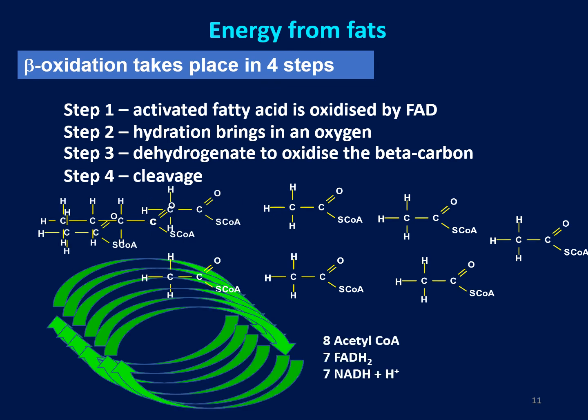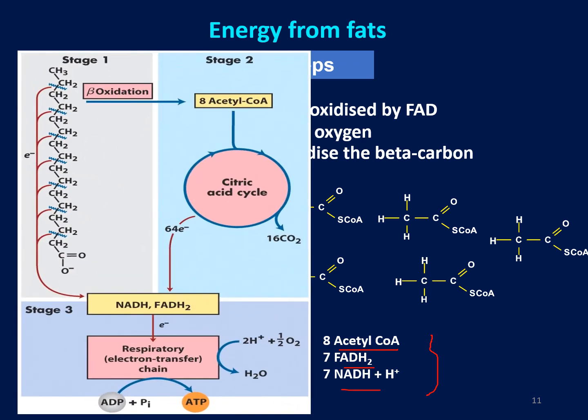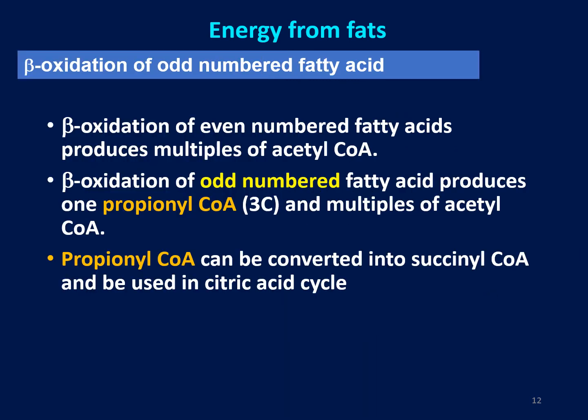For the complete oxidation of a 16 carbon palmitic acid, you're going to get 8 acetyl coenzyme A, 7 FADH2, and 7 NADH. And all these compounds are high in energy because they can be further metabolized by a conventional metabolic pathway to produce up to 129 net ATP.